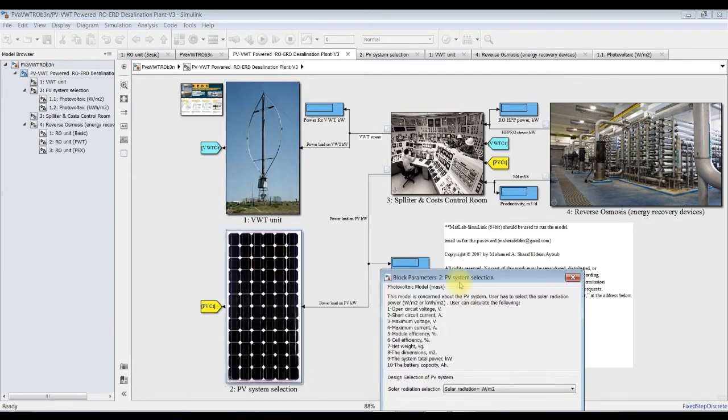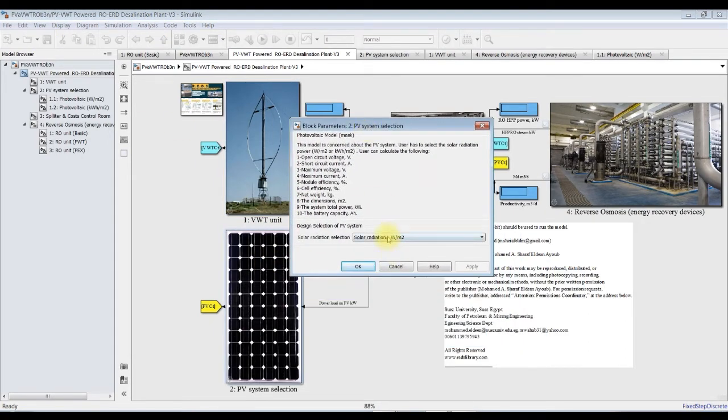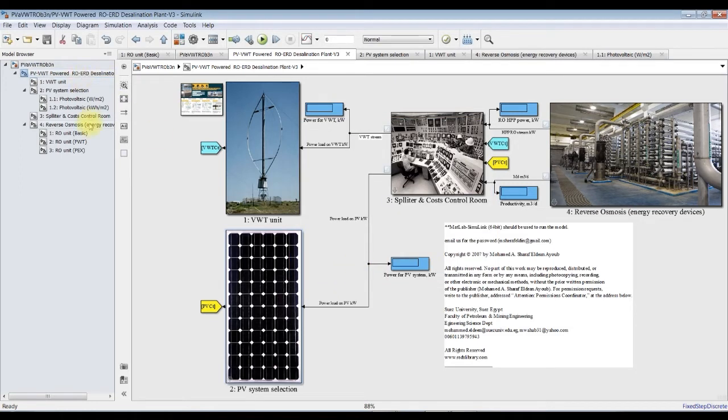For the photovoltaic system, we can utilize two types of solar radiation: instant solar radiation, or total hourly or total daily solar radiation, in kilowatt hour per meter square. I'm going to utilize instant solar radiation. Let's go for this, and now our model is ready.